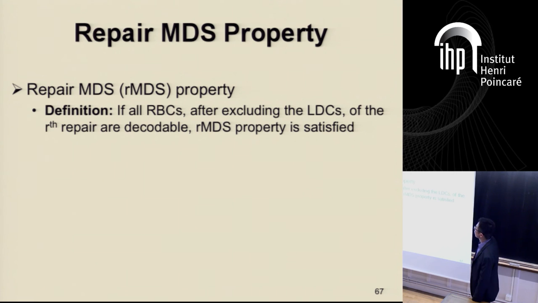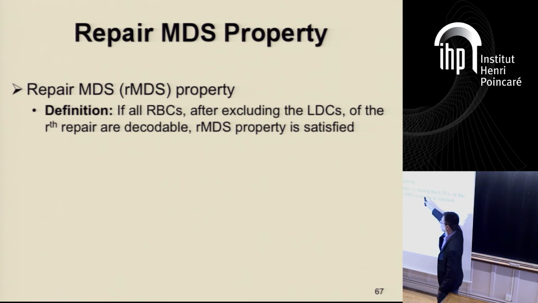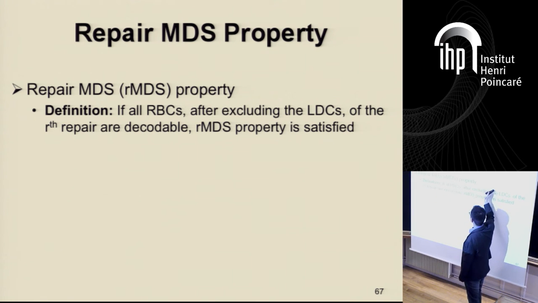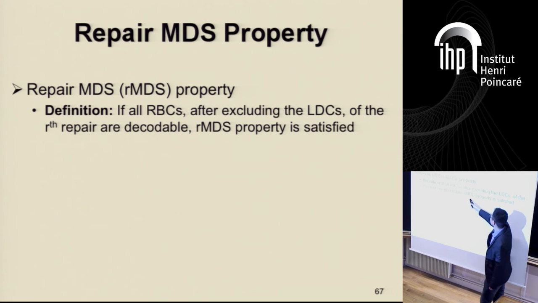Okay, and that is the key property we propose to prove the existence. That is the repair MDS property. The repair MDS property is that if all RBCs of the rth repair, excluding the LDCs, are decodable, where decodable here means each of these RBCs is linearly independent, we say the RMDS property is satisfied. That is what the RMDS property means.